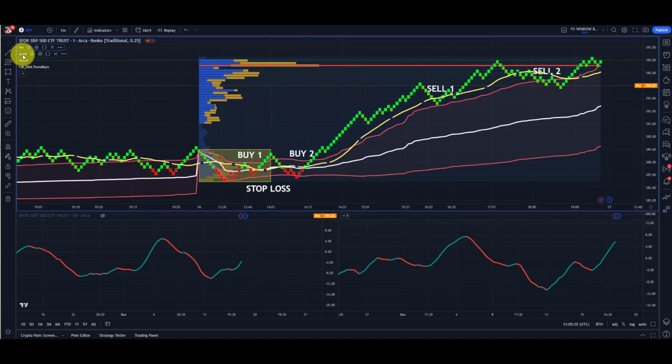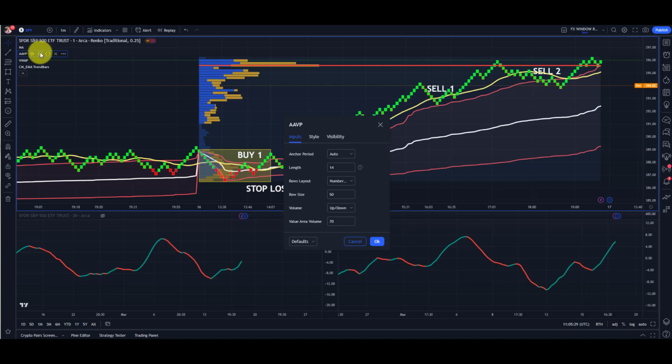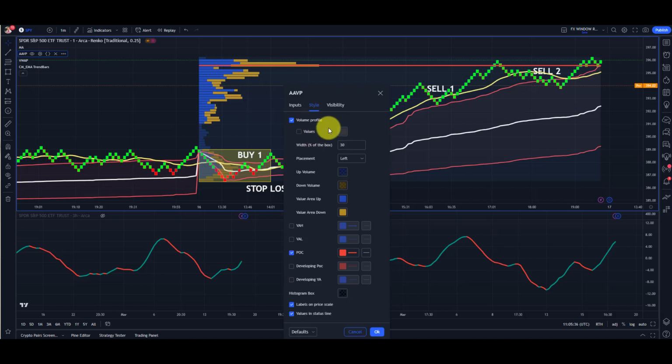And then we've got something called AAVP. Again, type that into the indicators bar and you'll get that up. Just quickly run through the settings: 14, 50, 70 there. In terms of style, we've got volume profile on, and we've got this red one here highlighted, the point of control, and that will be important for the strategy, and we'll talk about that in the defined rules in a minute.